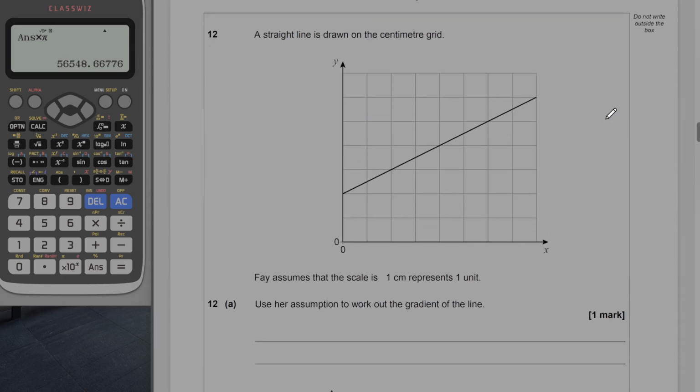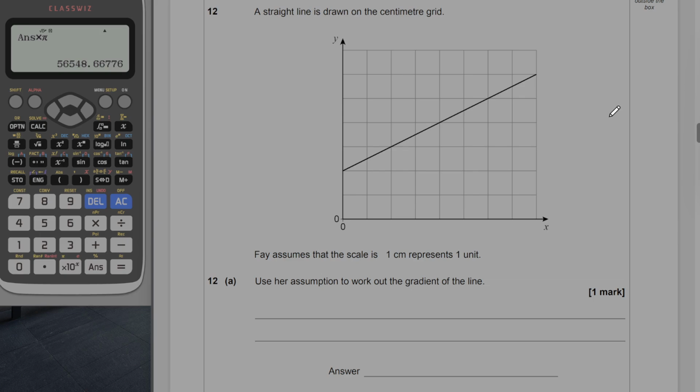Okay, question 12. A straight line is drawn on a centimetre grid. Faye assumes that the scale is 1 centimetre to 1 unit. Use her assumption to work out the gradient of the grid. So we're told that this is a centimetre grid. This might be a slightly confusing. My year 11s, I gave them these printed on A5, so these would have only been half a centimetre, but it does say that you are to assume that this is a centimetre grid.